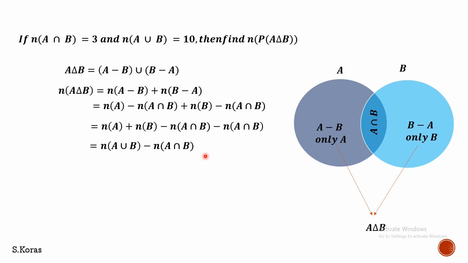Now just come to the clue. n of A union B is 10. We can write this as 10. And n of A intersection B is 3. And we can write this as 3. So the result will be equal to 7. Now we know how many elements are in A delta B. If you know how many elements are in a set, then its power set will be nothing but 2 to the power n. So the result n of P of A delta B will be equal to 2 to the power 7. So the answer is 128. So this is also a very simple sum.